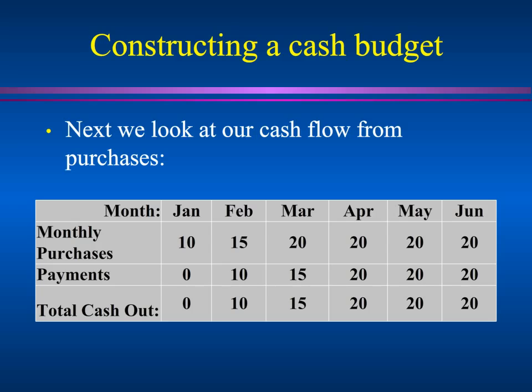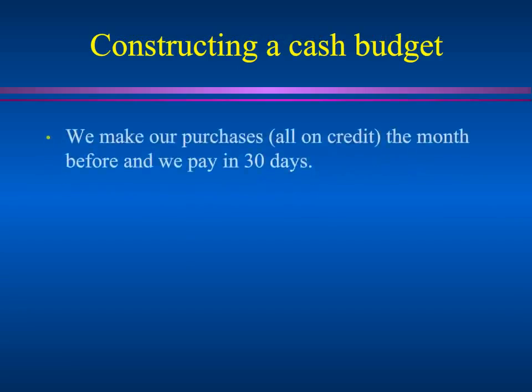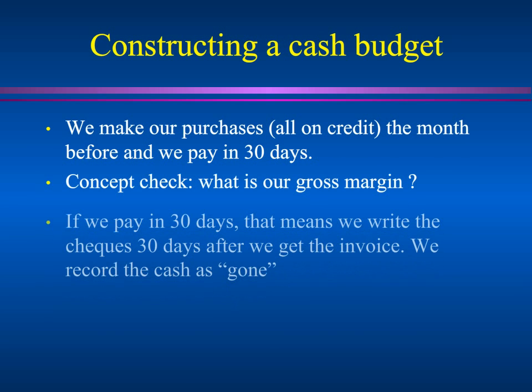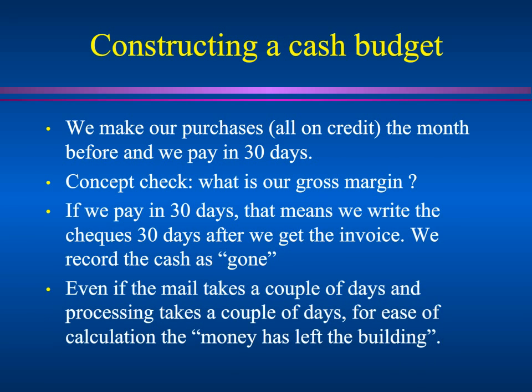Because really, in January we'll be paying for things in December. But let's just assume we're going to start this way. Okay, so in February I pay my January bills, which means cash out of $10. Okay, so we're making all our purchases the month before, and then we pay it in 30 days.